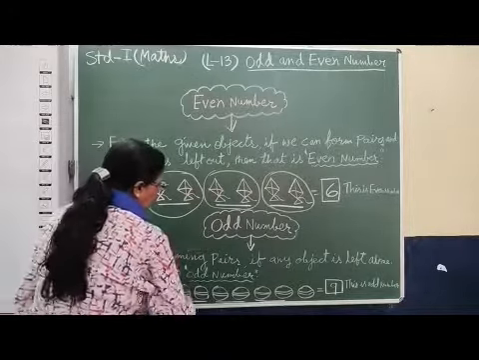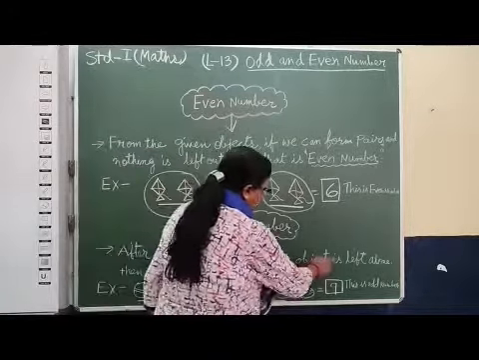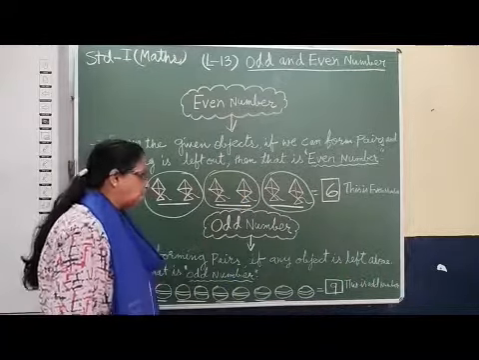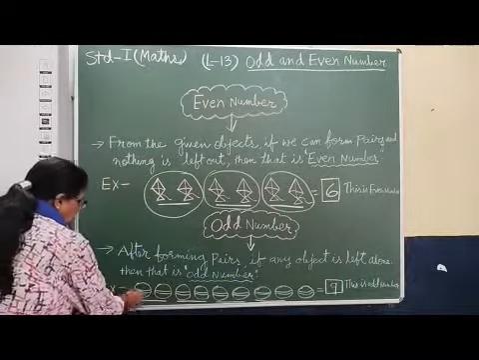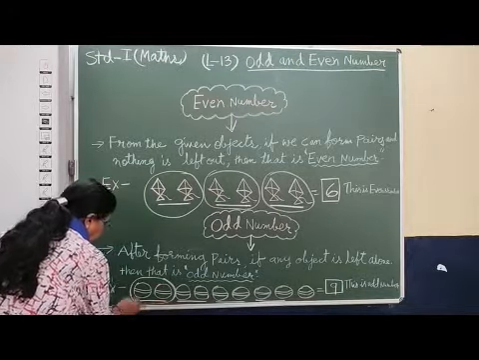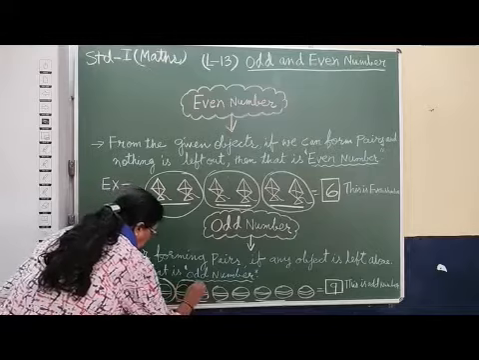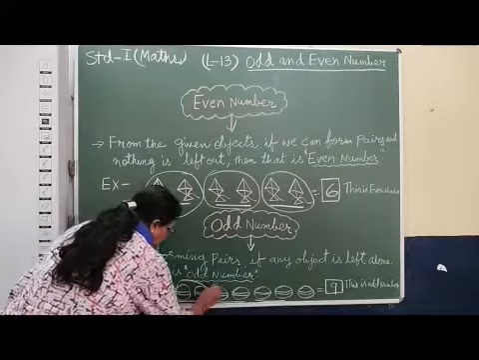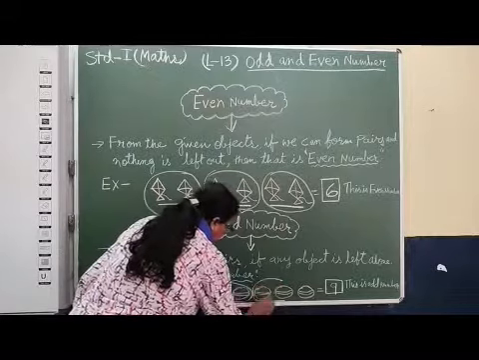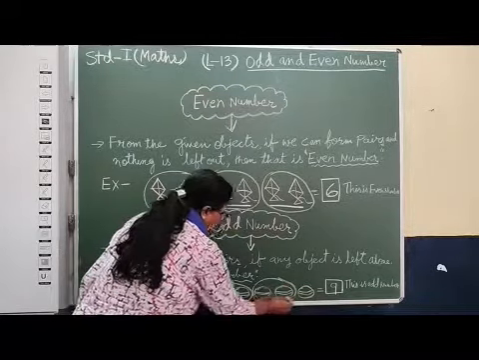Take odd number. What is the difference between even and odd? After forming pairs, if any object is left alone, then that is an odd number. How? See, many words are here. Make pairs, this is one pair, this is the second pair, this is the third pair, this is the fourth pair, and this one here.